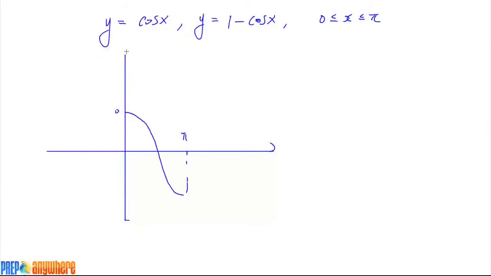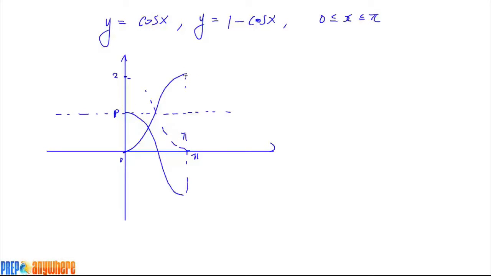So that 1 does a vertical shift, and it's starting from the bottom. Typically, let's say this is 1, 0 to 2, it will look like this if it was 1 plus cosine of x. But it's 1 minus, so it looks like this instead. Like that. We're talking about from 0 to pi.